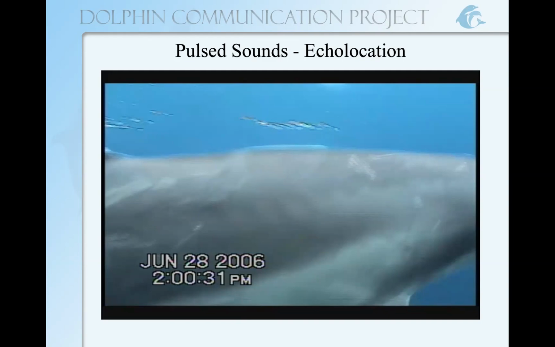Echolocation and sonar are terms that are used synonymously, and it allows the dolphins to create sort of a mental picture of what's going on in the world around them. We're not sure how they perceive that mental picture, so I tend to say that it's creating a view through sound, but we're not sure exactly 100% how they perceive that in their brain.